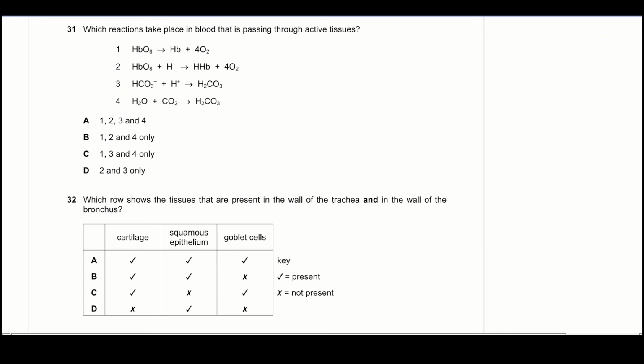31. Which reactions take place in blood that is passing through active tissues? So this contrasts the last question. Here we have one: oxyhemoglobin dissociates to form hemoglobin and oxygen. So this is correct because oxygen is required in tissues, and what happens is that carbon dioxide concentration increases, forming a higher concentration of H plus ions. These H plus ions, or hydrogen ions, combine with oxyhemoglobin, lowering the affinity of oxyhemoglobin for oxygen. Therefore, oxyhemoglobin combines with hydrogen ions, forming hemoglobinic acid.